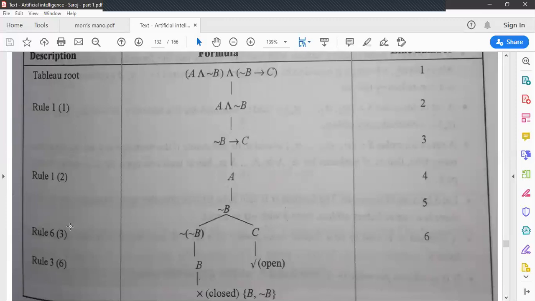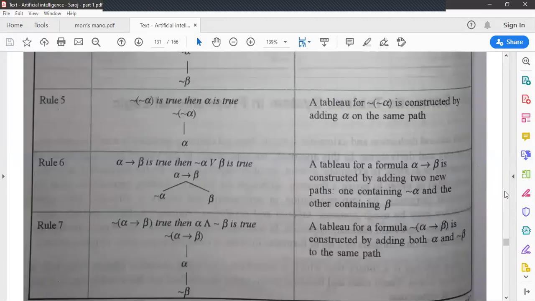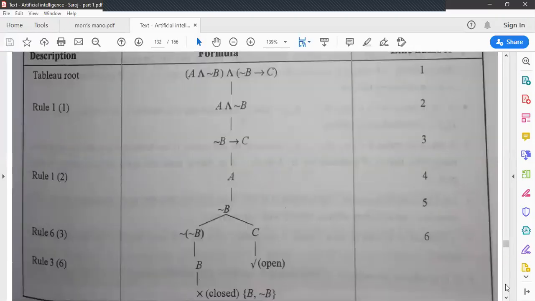And then on line number 3, you are applying rule number 6. Rule number 6 states that when we have alpha implies beta is true, then not alpha or beta is also true. So you can write alpha implies beta as one side left not alpha, and to the right you can write beta. So that is expressed here.